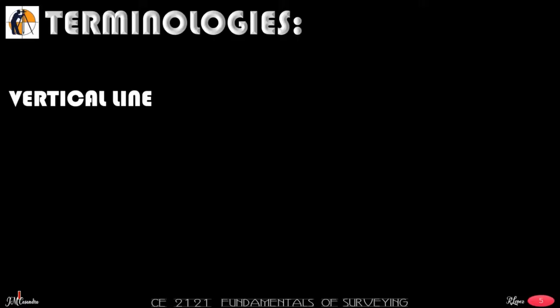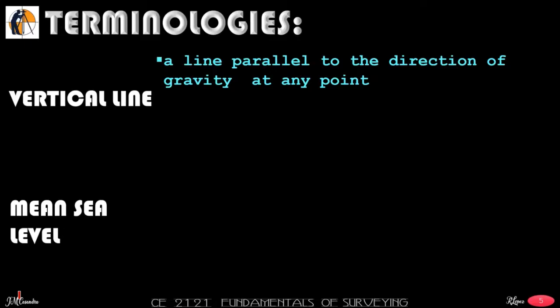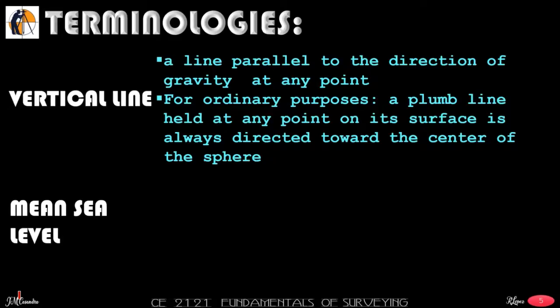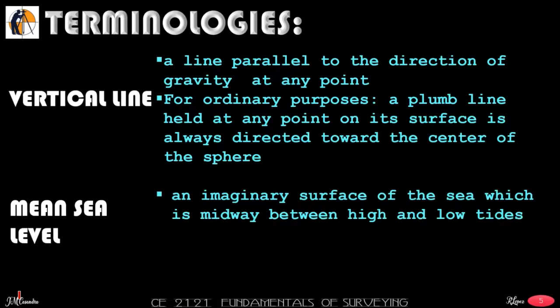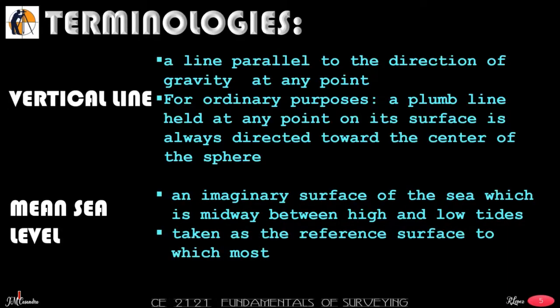Next we have your vertical line and your mean sea level. A vertical line is a line parallel to the direction of gravity at any point. For ordinary purposes, a plumb line held at any point on its surface is always directed toward the center of the sphere or towards the center of the Earth. While mean sea level is an imaginary surface of the sea which is midway between high and low tides. This is taken as the reference surface to which most ground elevations are referred.